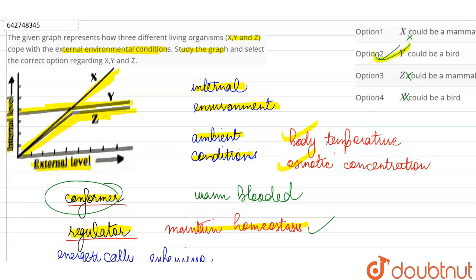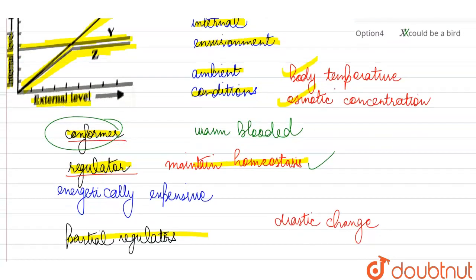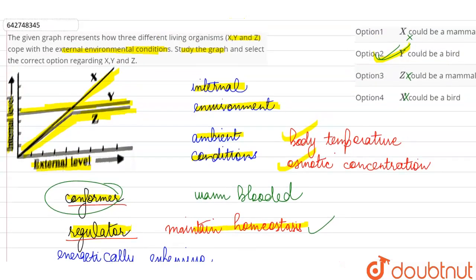Y, because this Y curve is representing a regulator, which is able to maintain homeostasis inside its body, and therefore it could be a bird, that are warm-blooded organisms.